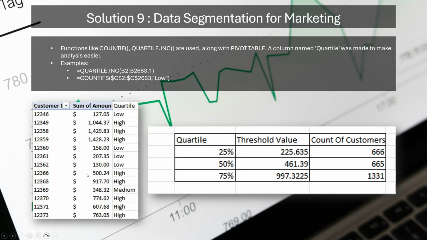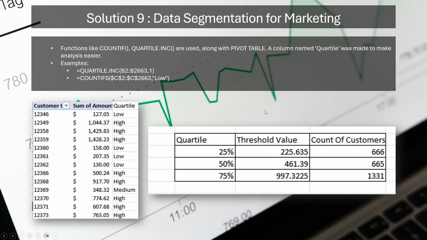Now let's move on to the next question, data segmentation for marketing. For this question, QUARTILE.EXC, COUNTIF, and pivot table were used. A column named quartile was made to make analysis easier. Here you can see this column, and on the basis of quartile, 25%, 50%, 75% values were found, and the count of customers was also found. They were segregated on the basis of which quartile they fall in: low, medium, or high.